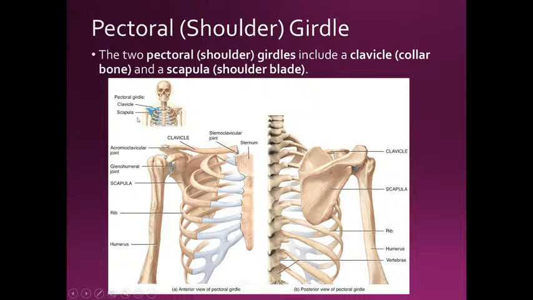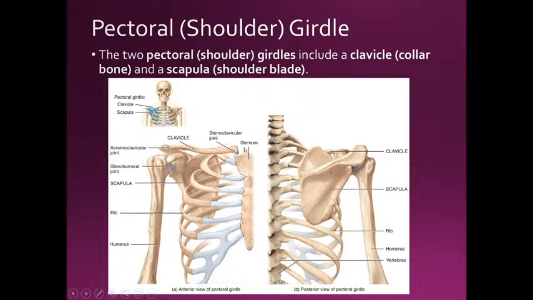So the pectoral girdles consist of the scapulae and the clavicles. Now you can look in the back here. Here's a scapula. It's also commonly known as a shoulder blade. You also have the clavicles, which are commonly known as the collarbones.